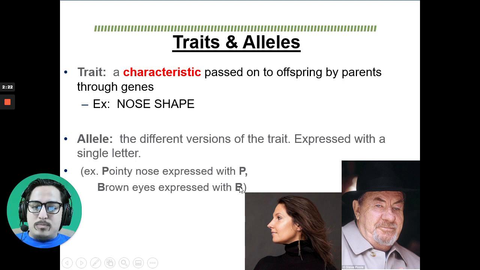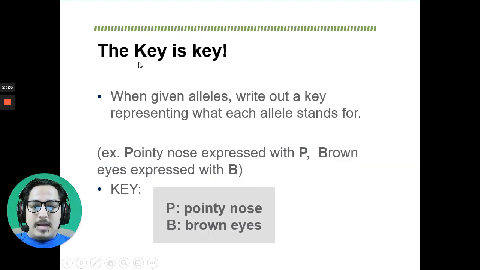So let's practice. If you didn't write this word, write it down. The key is key. From now on, you should always be making a key. The first thing you do, they're going to give you a sentence, and you need to figure out what the letters mean.